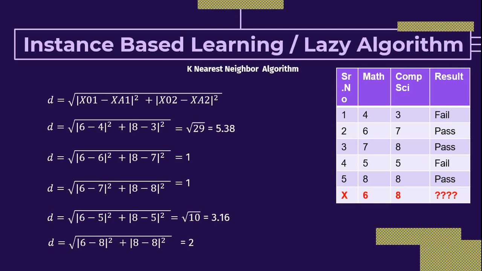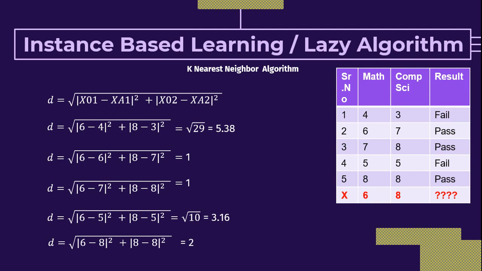In the next, you have to find out 6, that is my observed value of X student in mathematics marks, minus 6, that is the mathematics marks of roll number 2 student. So (6 minus 6) whole square plus (8 minus 7) whole square. So that is 0 plus 1 whole square, and it is nothing but 1.